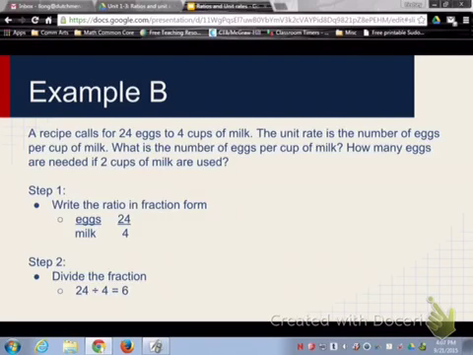Okay, example B. A recipe calls for 24 eggs to 4 cups of milk. The unit rate is the number of eggs per cup of milk. What is the number of eggs per cup of milk? How many eggs are needed if 2 cups of milk are used? So our first step is we write the ratio in fraction form. So they want eggs to milk. That would be 24 over 4. Step 2, divide the fraction. 24 divided by 4 gives us 6.